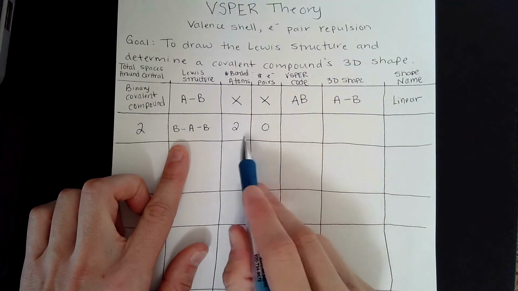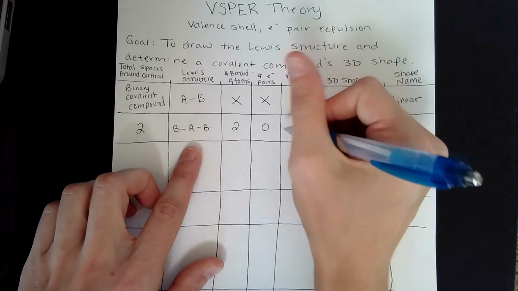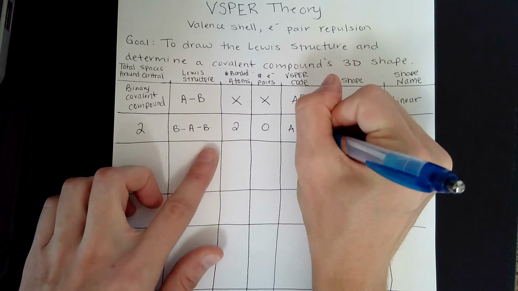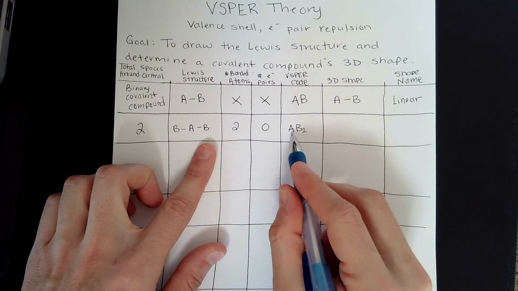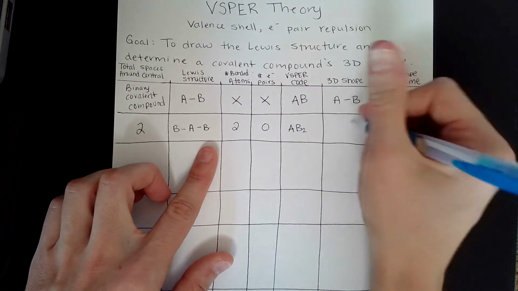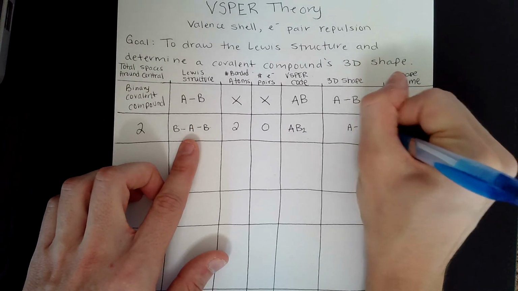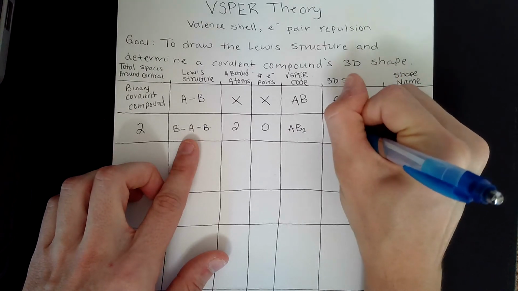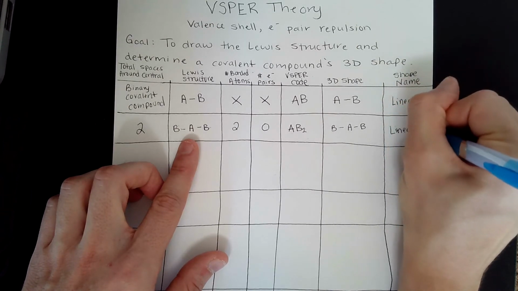So we look at these to write what we call our VSEPR code. And A is our center atom, and it's connected to 2 bonds. So AB2 would be our VSEPR code. Our 3D shape, when we have 2 things bonded, would be, again, linear.